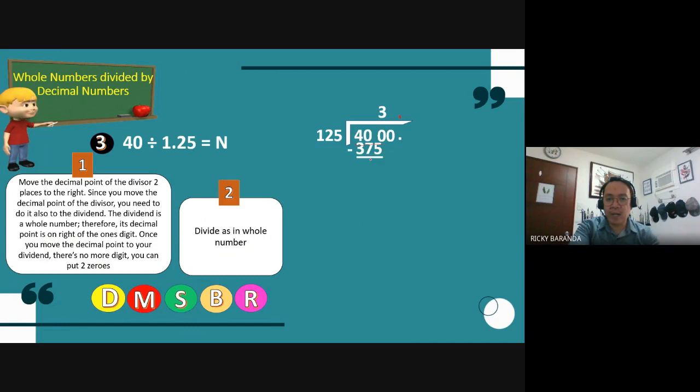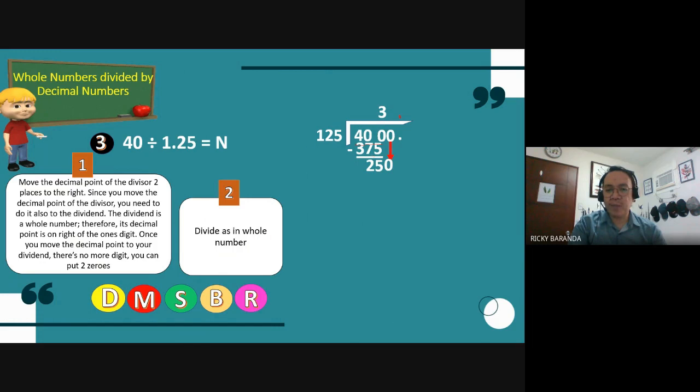Then S, subtract. 400 minus 375 is 25. Then B, bring down 0. So magiging ulit siyang 250. Then 250, divide. Repeat tayo yung proseso. Balik tayo dun sa D or divide.